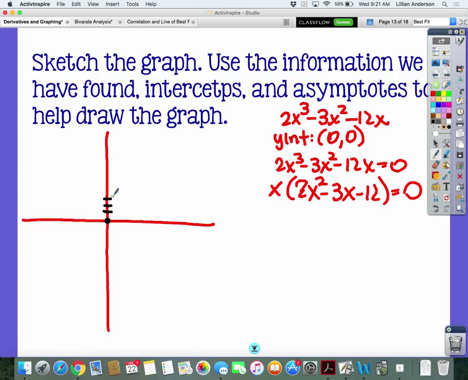So we have 0, 0. We have a max at negative 1, 7. So negative 1, 7. And we have a min at 2. What was the min? Negative 20.